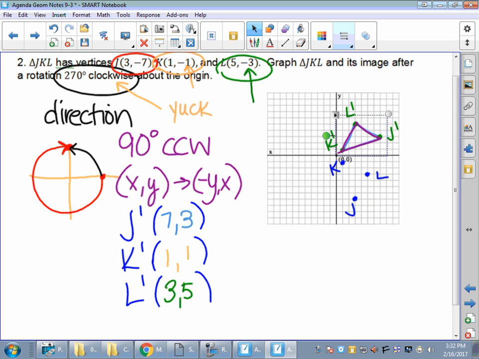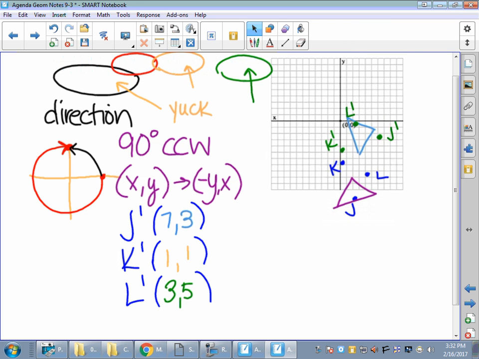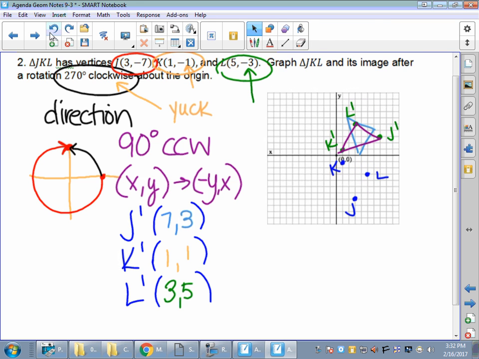But again, I'm going to put it back to where it was. Whoops. Whoa, now everything's moving. Let me try that again. There. Put everything back to where it was. Our L prime rotated 90 degrees. Our J rotated 90 degrees. And our K rotated 90 degrees.